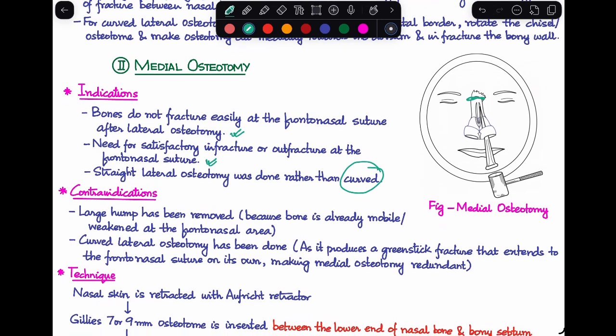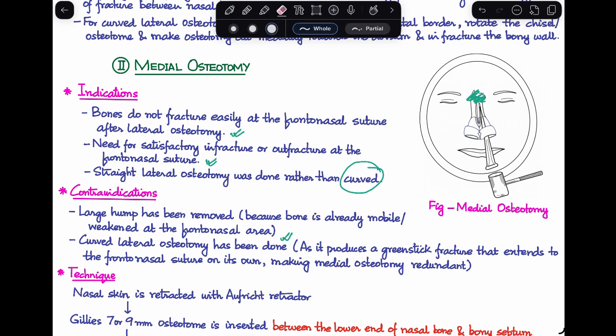Whereas looking into some contraindications, if there is a large hump that we have removed, so the bone over here, what happens is it becomes very mobile and weakened at this frontonasal area. So in that case, it is actually a contraindication to performing a medial osteotomy. And second is if you have used a curved lateral osteotomy, because it produces a greenstick fracture that can end up extending along the frontonasal suture on its own, therefore medial osteotomy is not required in these cases.